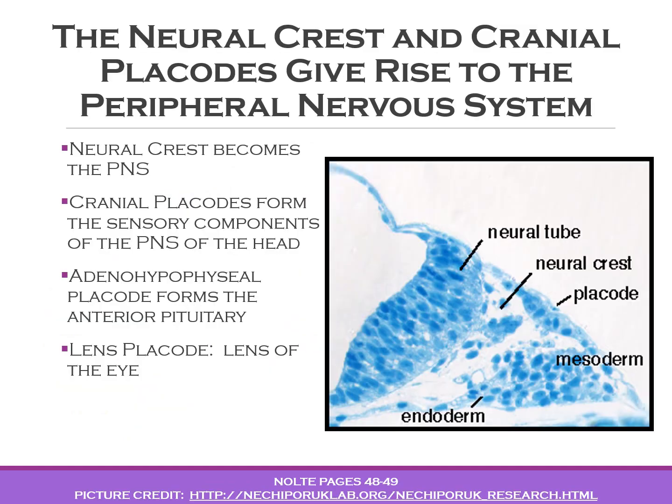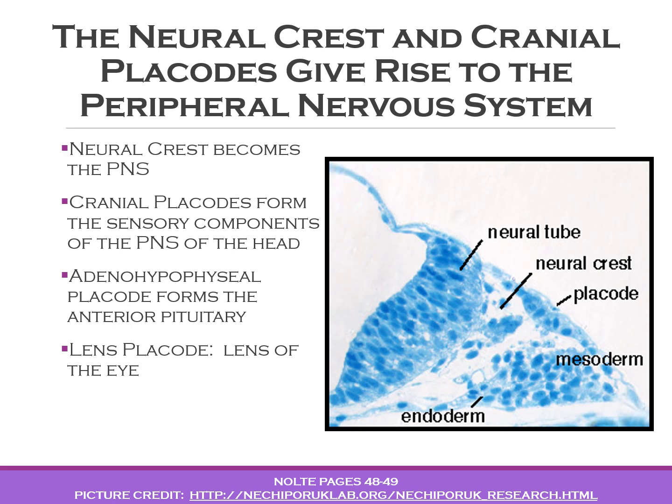So another heading on that outline was this: the neural crest and cranial placodes give rise to the peripheral nervous system. So neural crest becomes peripheral nervous system. Cranial placodes form the sensory components of the peripheral nervous system of the head. Adenohypophyseal placode forms the anterior pituitary. That's a mouthful right there.